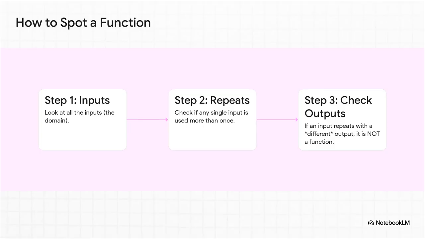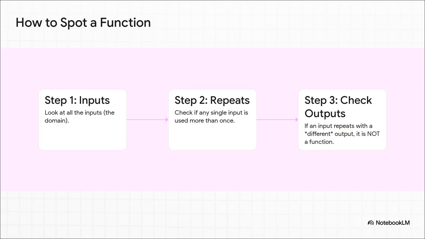So here's a super simple 3-step check you can use on any problem. Step 1, just look at all your inputs. Step 2, check if any of those inputs are used more than once. Step 3, if an input does repeat, look at its partner, the output. If that repeating input has different output partners, boom, it's not a function.